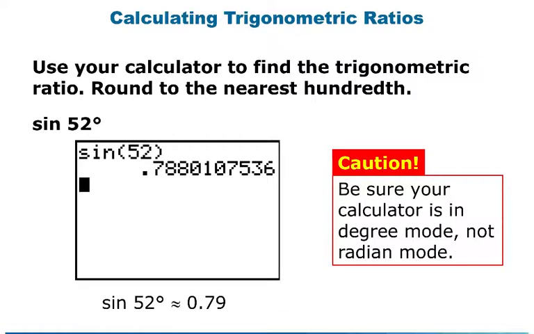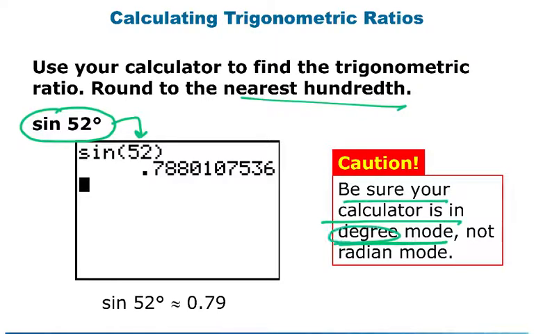All right, and so when we're calculating trig ratios and using our calculator, and rounding to the nearest hundredth, for instance, if you're going to type in sine of 52 on your calculator, you are going to type in the sine button. It's there in the middle. And then you're also going to type in 52 and your parentheses. The caution with this is that you need to be sure your calculator is in what we call degree mode. So how would you know what mode it's in? You click the button that says mode. It's up there at the top.